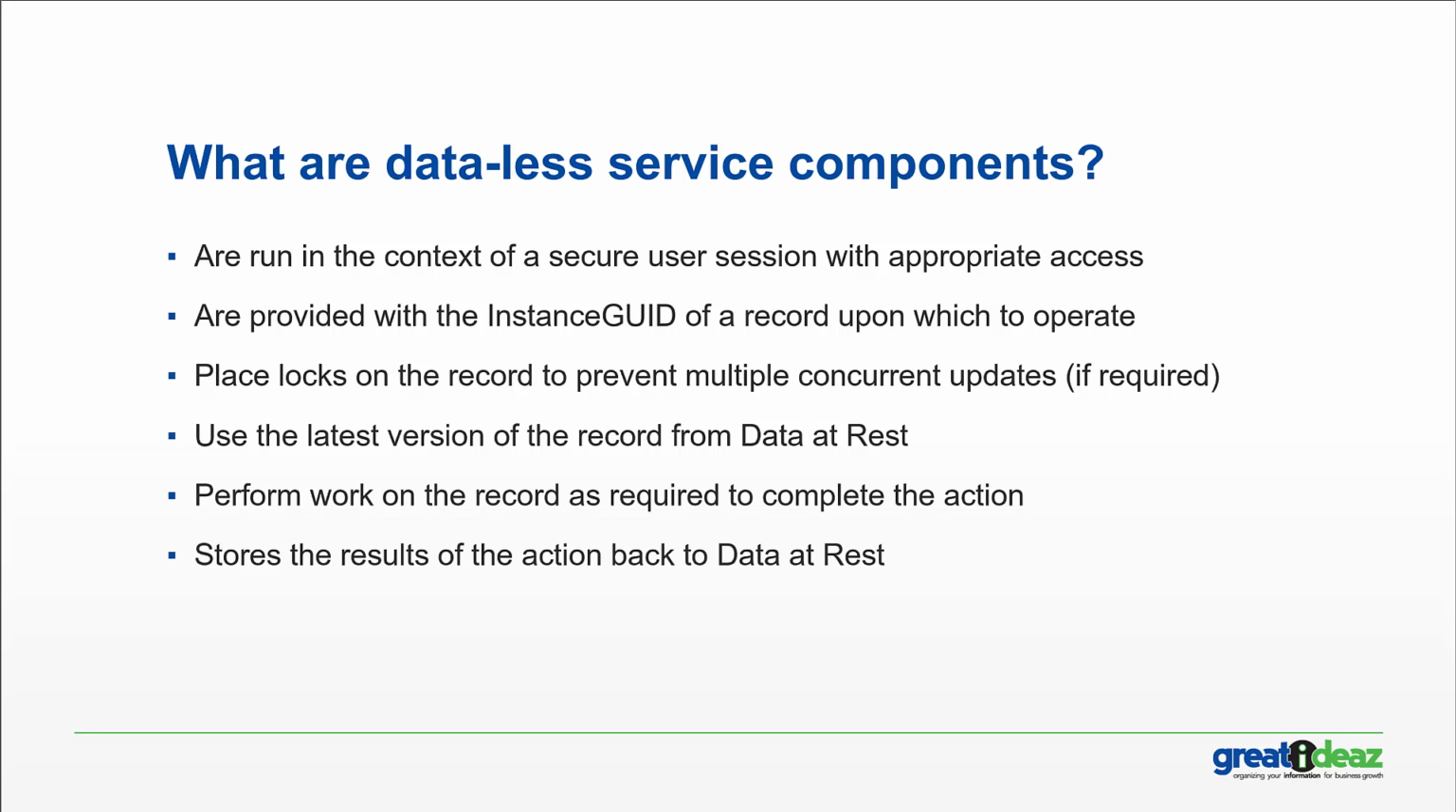Because we're focusing everything through a single data at rest service, and the data at rest service is applying all of our security and access checks, we can add a lock check to the instance we're going to operate on for that service to make sure that nobody else is doing something to that particular record that they shouldn't be.